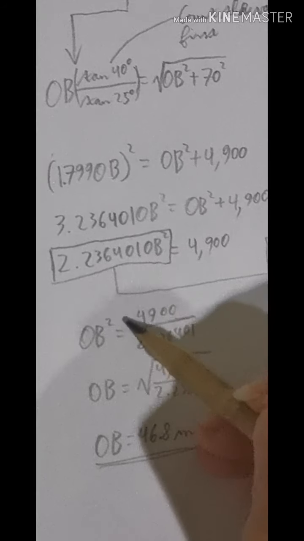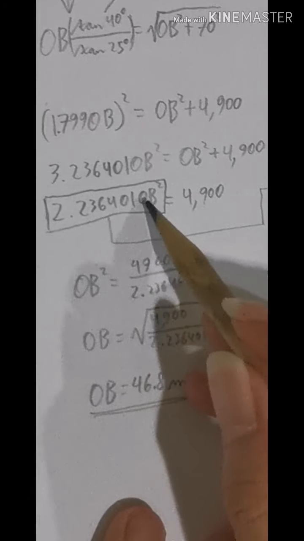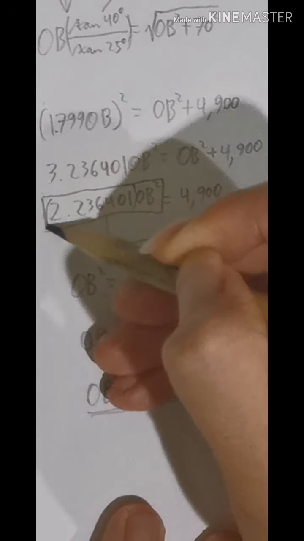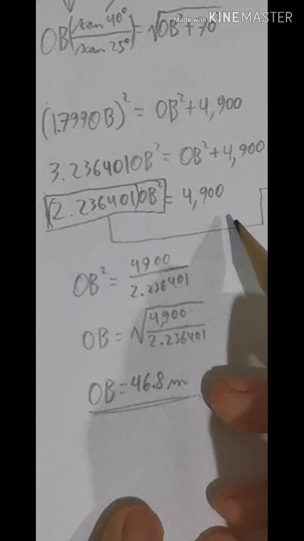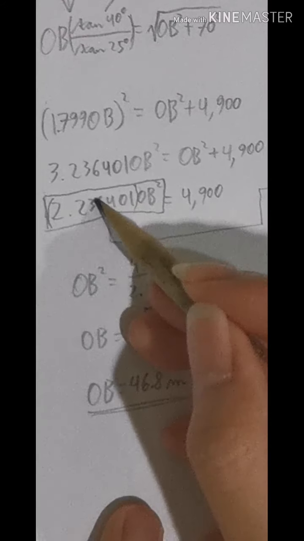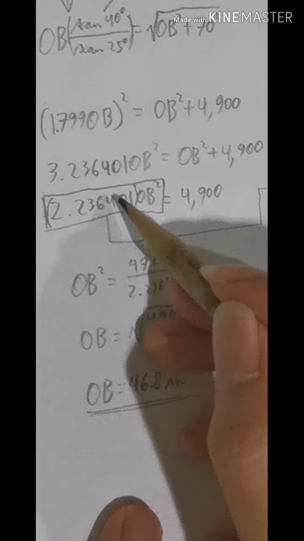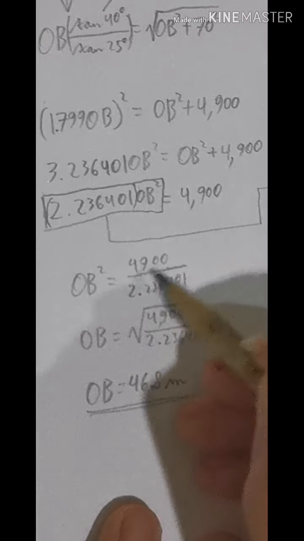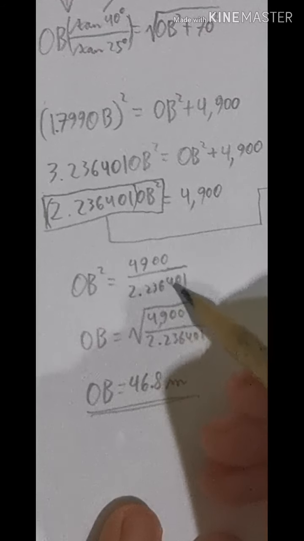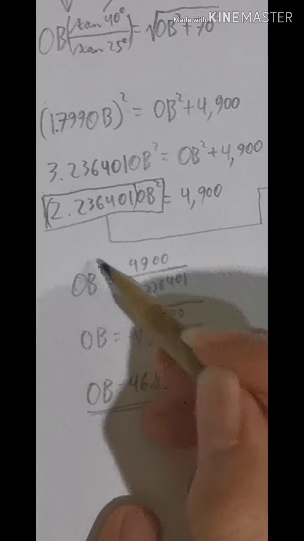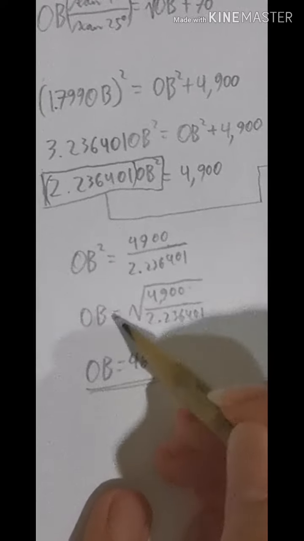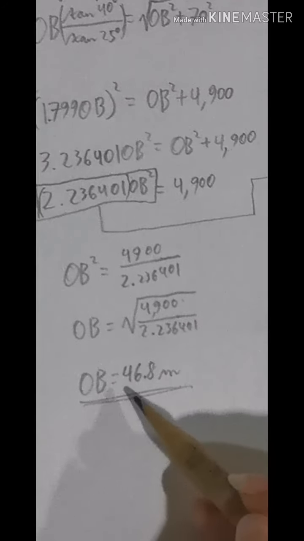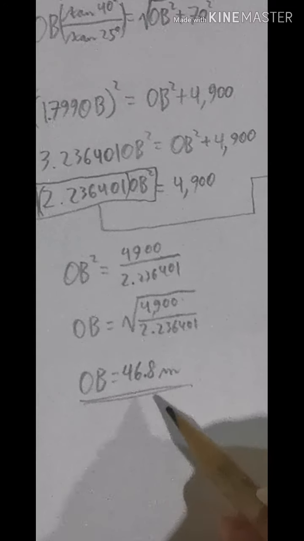Now you go to the next level and, well, you can kind of see what happens. So this here, I moved it over there. The relationship between this and this is multiplication. So when moved there, this one will divide that. So it's 4,900 over 2.236401 equals OB squared. Then you move the square here into a square root on the other side. And you would get the result, OB is 46.8 meters.